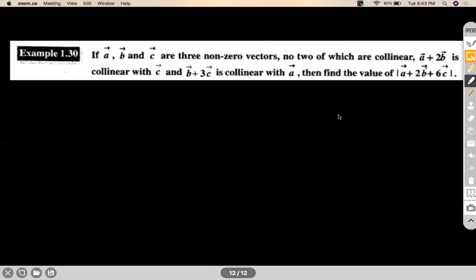Correct, Siddharth. Very good. Correct, Ayush. Correct, Aditya. Okay, see, most of you have solved it correctly.